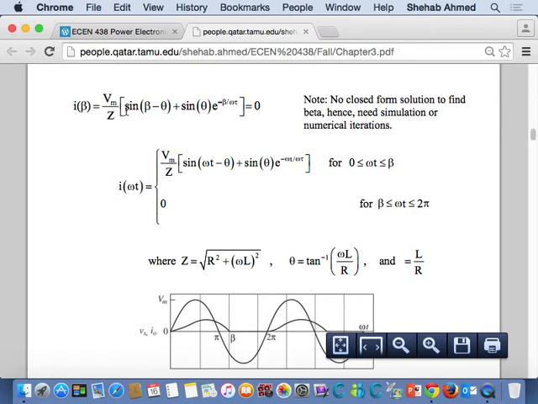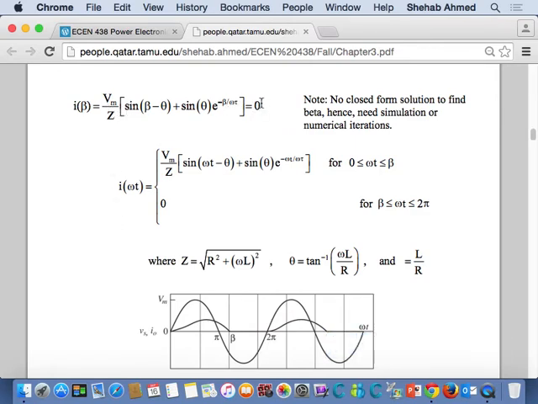So if current becomes zero at beta, I should be able to solve for beta by equating my equation for current to zero. So I of beta is equal to zero. Instead of omega t, I put beta and equate that to zero. It just happens that this is a nonlinear equation, so you cannot find a closed form solution manually, not like the A value, because here beta is inside the sine and inside the exponent, so it's an equation you will have to solve numerically.